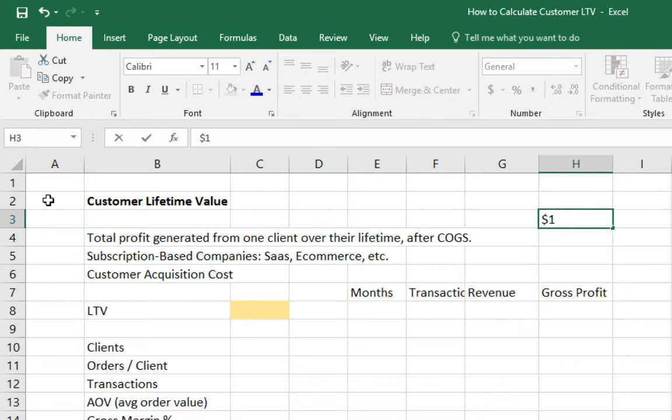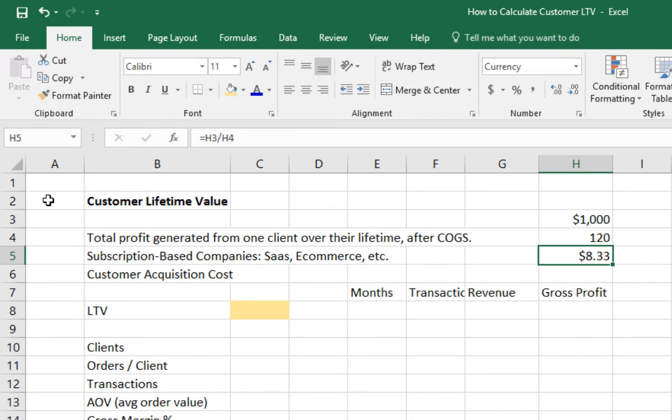So let's say in January you spent $1,000 in marketing and you got 120 new customers. That means you spent on average $8.33 to get one new customer to sign up for your subscription. That is your CAC. And if you know how much each customer is going to be worth as they stay with the company, then you can know what CAC works for your business model.